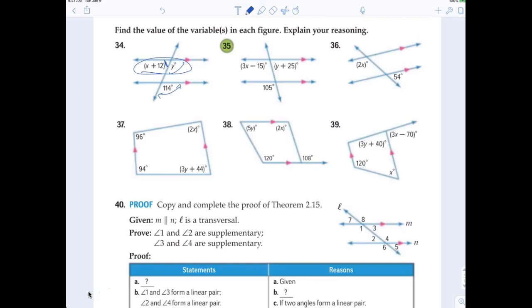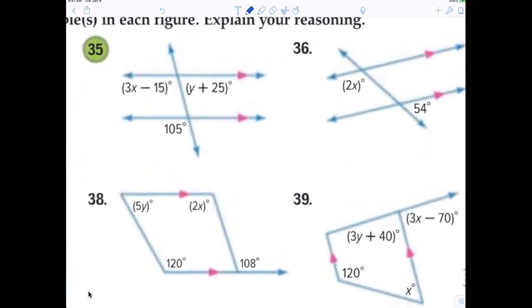All right. Now let's take a look quickly at 35. Someone tell me, we're not going to solve it, just tell me the equation. Carson. 3x minus 15 plus y. No, we don't want to group the x with the y because then we can't solve it. So 3x minus 15 is equal to what? 105. Yes, because they're corresponding angles. So you just write 3x minus 15 equals 105.